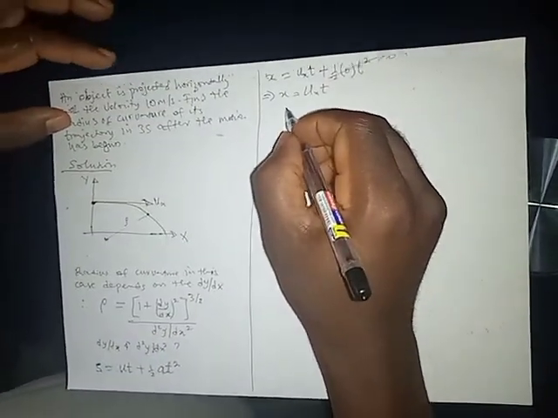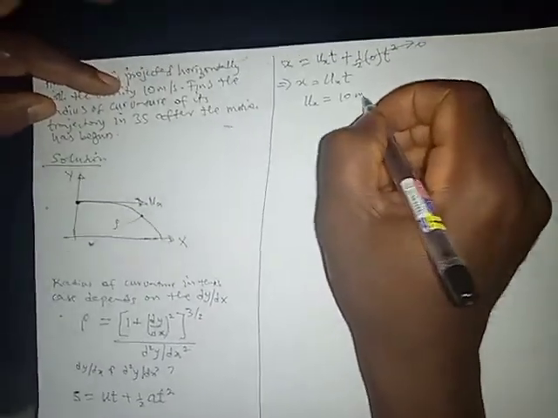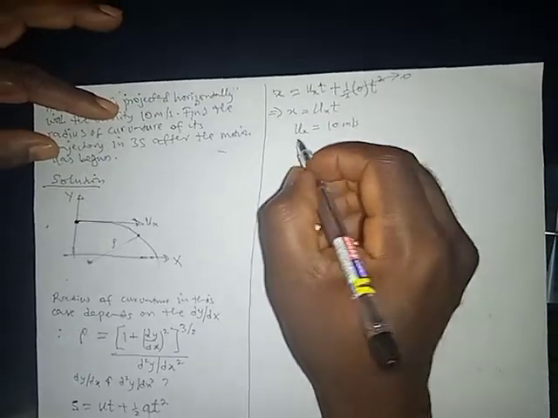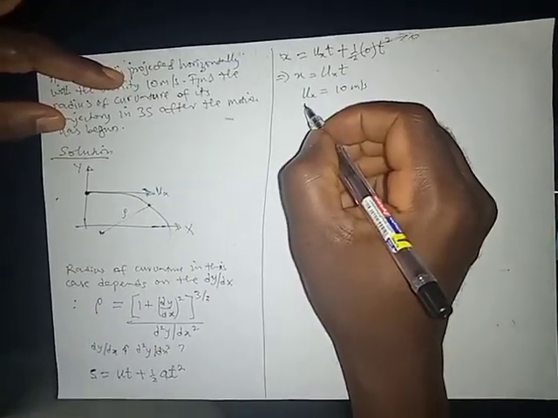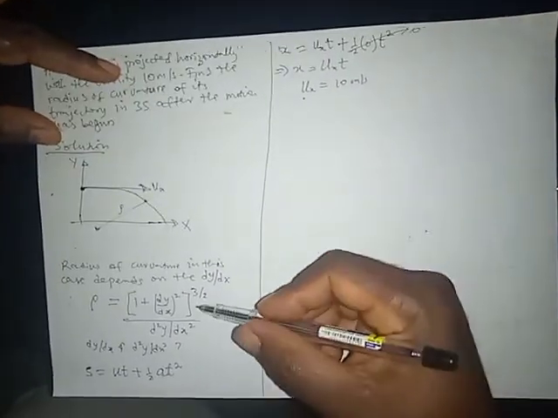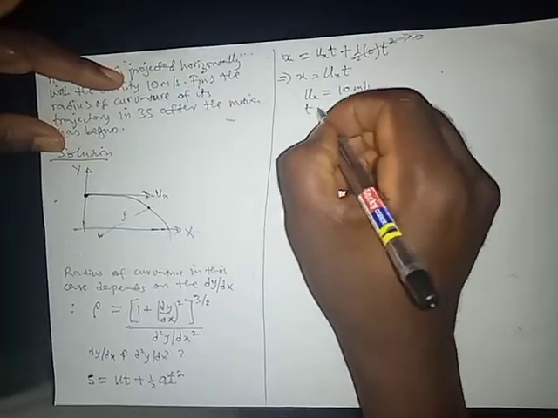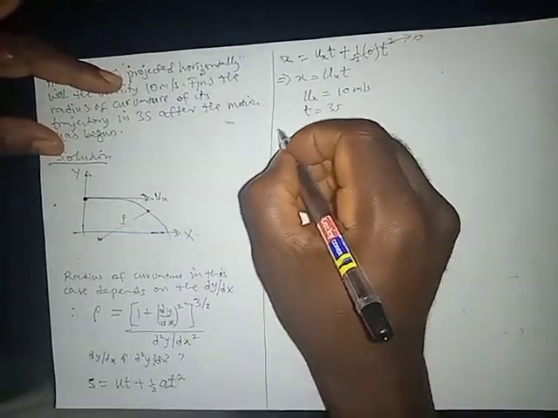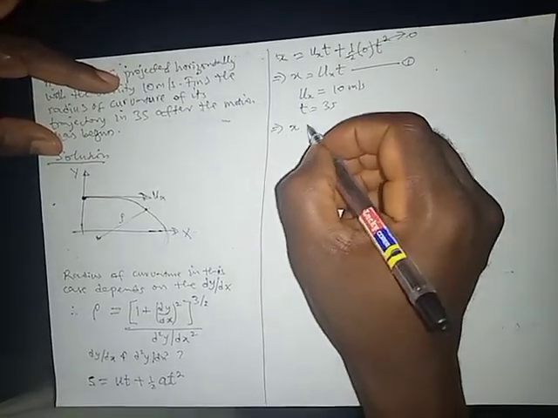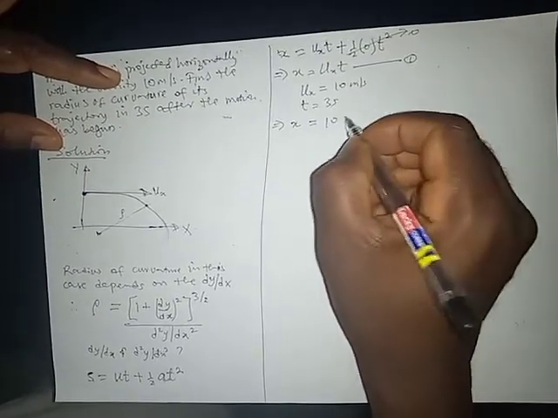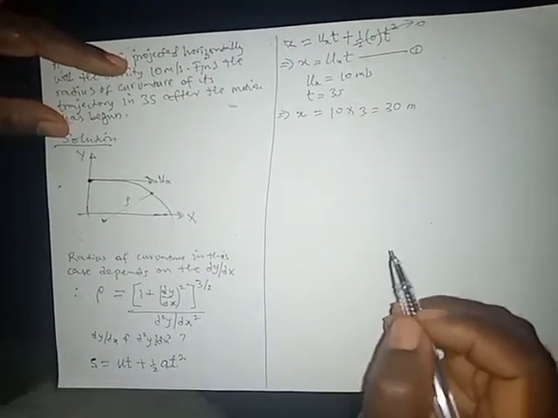In the question, we are given the initial velocity to be 10 meters per second, and our concern is to obtain the radius of curvature after 3 seconds. So t is equal to 3 seconds. So therefore, we can calculate x. Maybe we should say this is equation 1. x is equal to u, which is 10, times 3, and is equal to 30 meters.